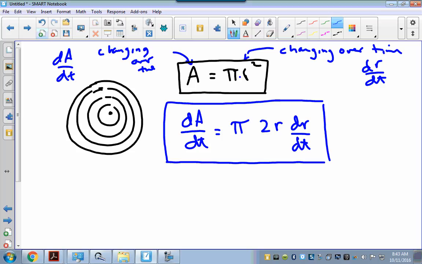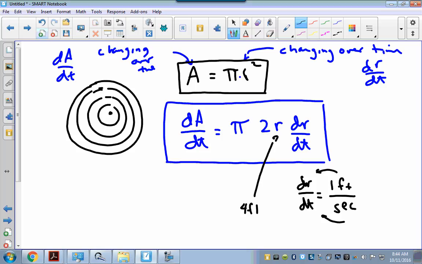Okay, let's look at example two and see what particulars are involved with this problem. It does say the radius r of the outer ripple is increasing at a constant rate of 1 foot per second. So dr/dt is exactly 1 foot per second, which sort of makes sense, the units feet and seconds. When the radius is 4 feet, so now they tell us the radius is 4 feet, at what rate is the total area of the disturbed water changing? So our task is to find dA/dt given these two numbers.